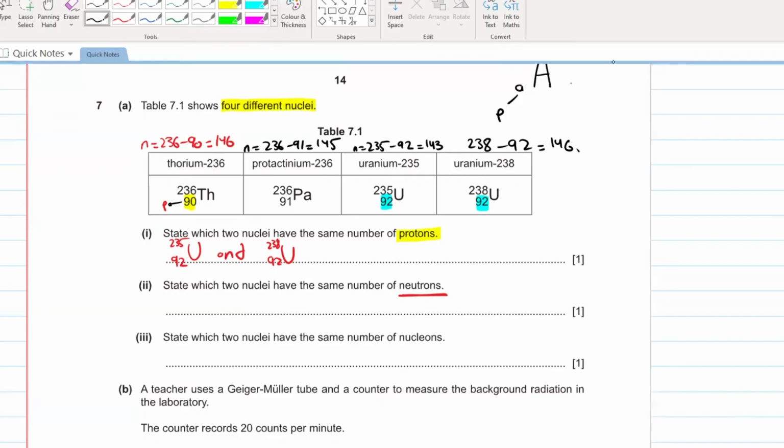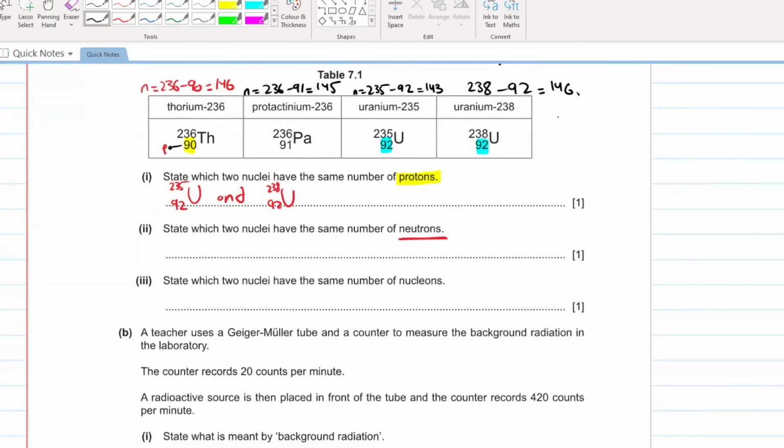So which two nuclei have the same number of neutrons? Thorium 236, so you can write it like this: Th 236 90, and uranium 238 92.